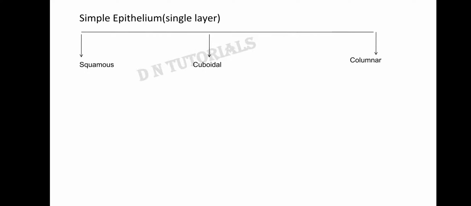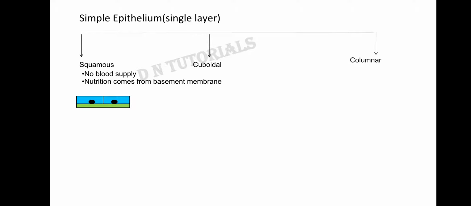epithelium. Squamous epithelium cells are flat cells with a central nucleus, arranged on the basement membrane. These flat cells are arranged on the basement membrane because epithelium does not have a blood supply. So from where will it get the nutrients? It will get the nutrients from the basement membrane. When you look at these cells from the top, they look like hexagonal cells arranged end to end without any space between them.